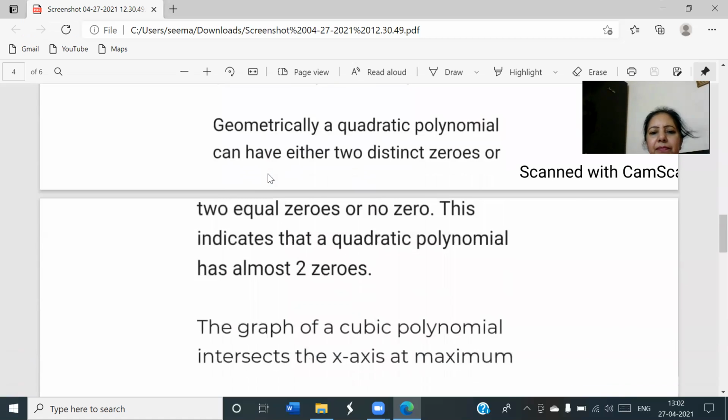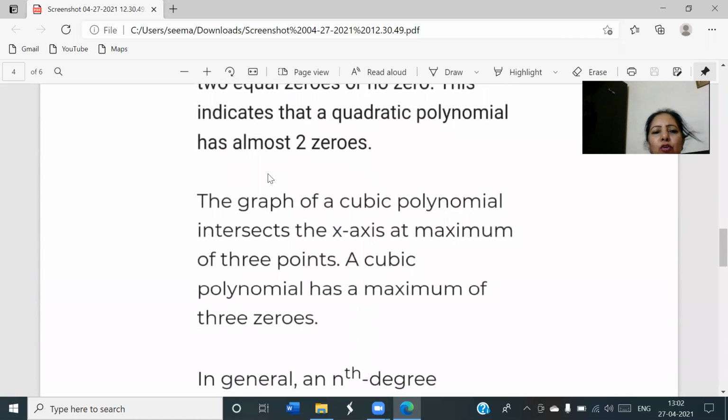Now let's see here. The graph of a cubic polynomial intersects the x-axis at a maximum of 3 points. If you draw the graph of a cubic polynomial, it will intersect the x-axis at a maximum of 3 points. That's why there are at most 3 zeros. It may intersect at 3 points, may intersect at 2 points, may intersect at 1 point, or have no intersection. The number of points where the graph intersects the x-axis is the number of zeros.